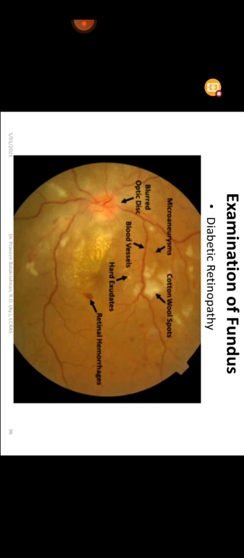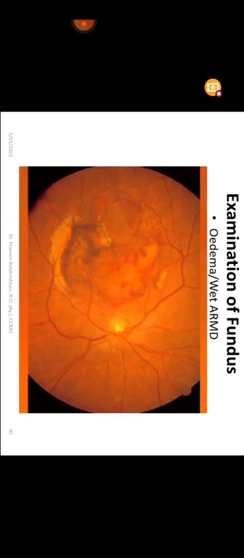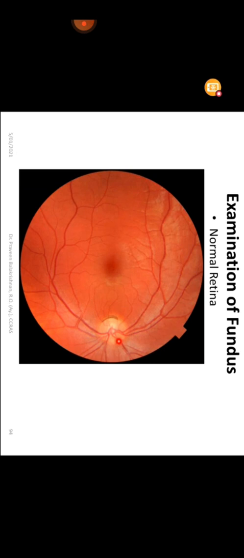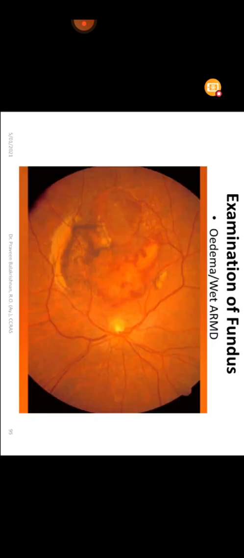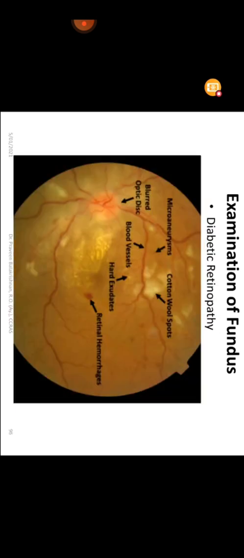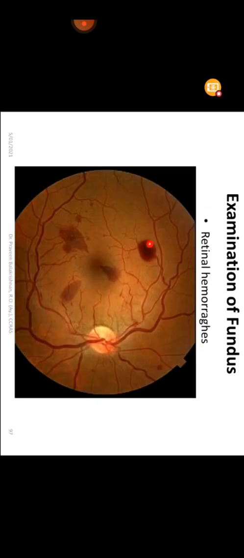cotton wool spots. Okay. And you can see that here the optic disc margin is blurred. You cannot make out the margin, but in the previous picture you can see the optic disc margin. So you should even check the optic disc margin, whether it is blurred or not. Okay. Now see, you can see hemorrhages here. You can see the hemorrhages here too. So you can check whether there are hemorrhages or not.